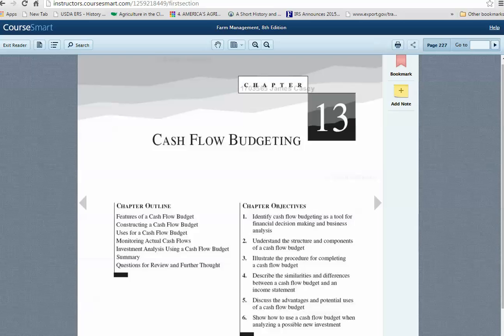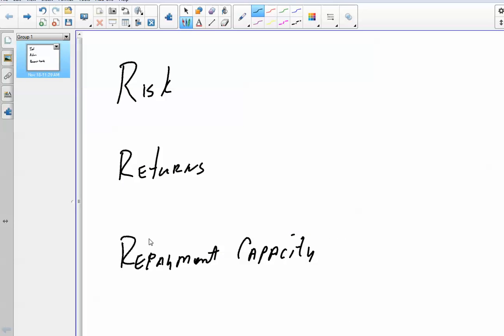In farm business management, a lot of times in financial management, we use the term the 3 R's. The 3 R's, sometimes referred to as the 3 R's of credit, are risk, returns, and repayment capacity. Now you can think about this from two viewpoints. You can think about it from the viewpoint of the farm manager, or you can think about it from the viewpoint of a lender to a farm or ranch operation.